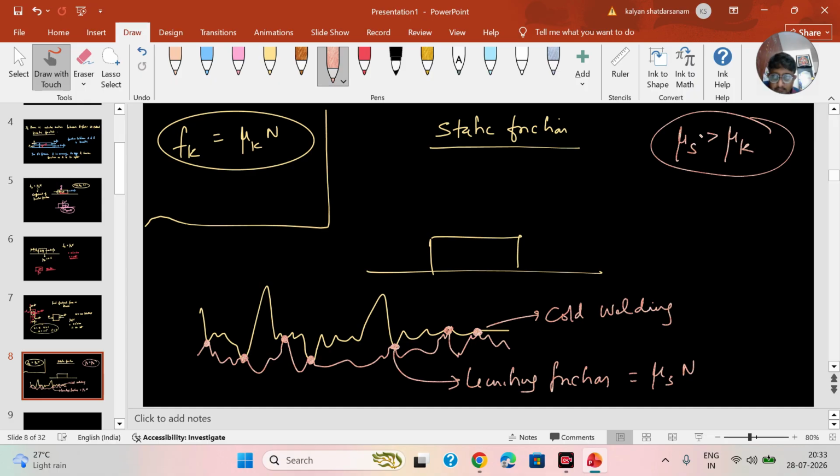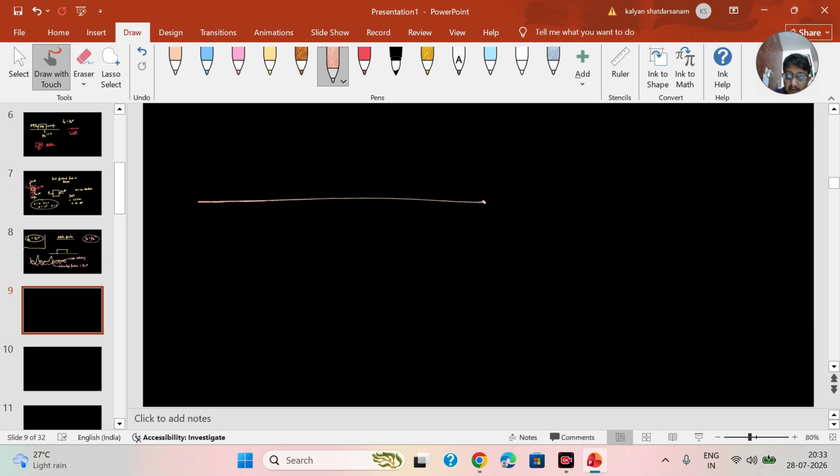So when the bond is just ready to break, at that moment, whatever force it exerts on the block, whatever friction is acting on the block, that's called limiting friction. That's got a formula mu s N. But if the bond is not ready to break, then the friction that acts between the block and the floor is called static friction. It has no formula. So let me explain this in more detail.